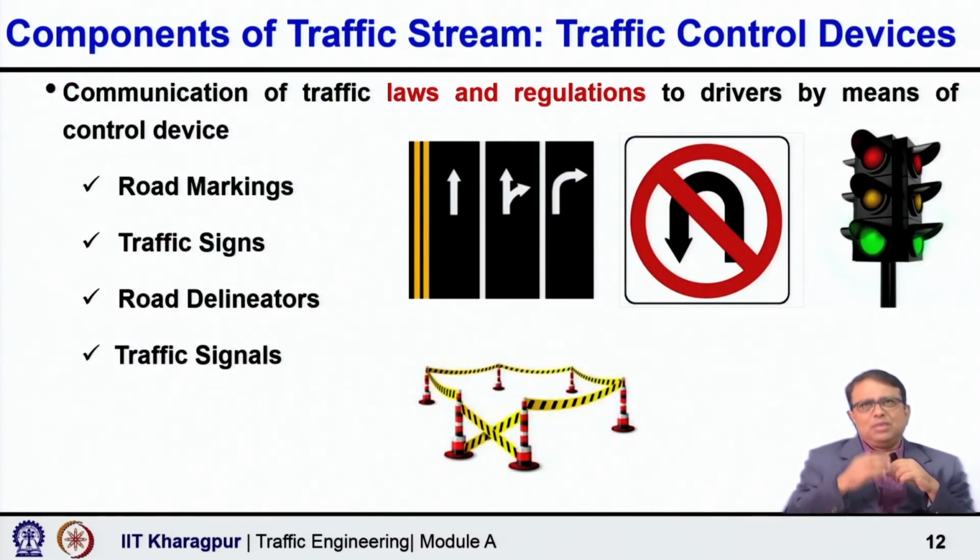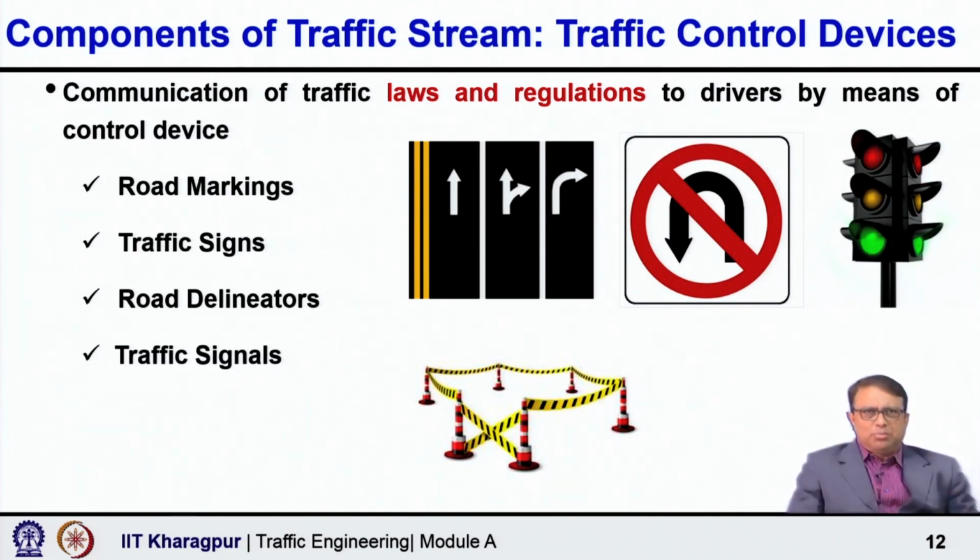So, now if you go to the traffic control devices, this is the fourth component, but all are equally important. In the traffic system, we have road users, we have vehicles, we have roads or infrastructure, then the traffic control devices. Because traffic control devices establish that control, how the road users, vehicles and roads will interact.